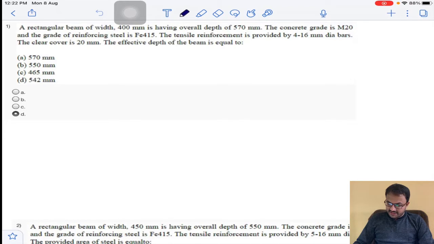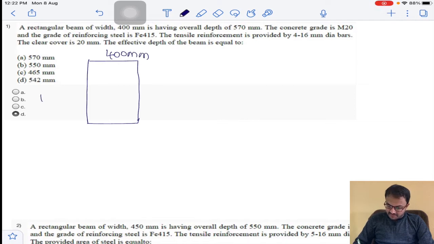See, first question, a rectangular beam of width 400 mm. So he has given a rectangular beam of width 400 mm, and overall depth, capital D, is 570 mm, that is from here to here. M20 grade concrete he has given, and Fe 415 steel.